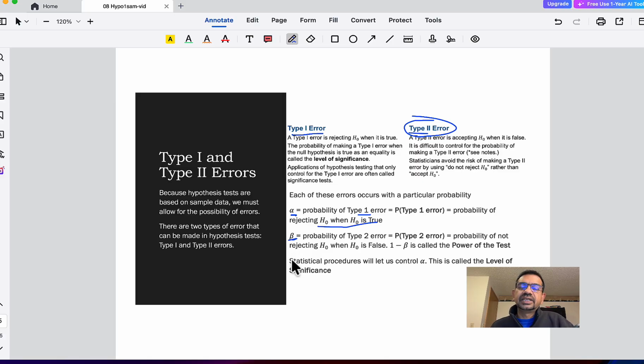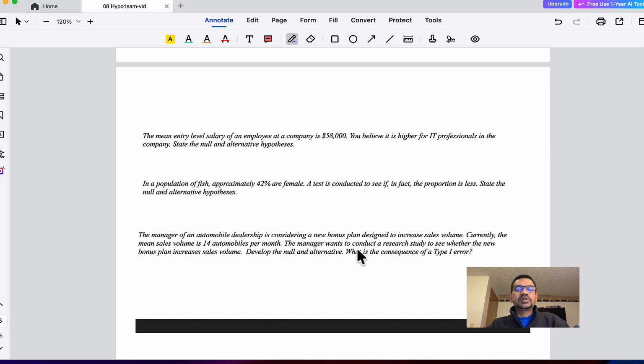So beta is the probability of not rejecting the null when the null is actually false, or the alternative is true. And 1 minus beta is called the power of the test. This is something that we will take as given. Our testing procedures will essentially focus on the probability of type 1 error by stipulating alpha, or level of significance. So let's look at some examples of how we formulate these hypotheses and what might happen if we have an incorrect claim.